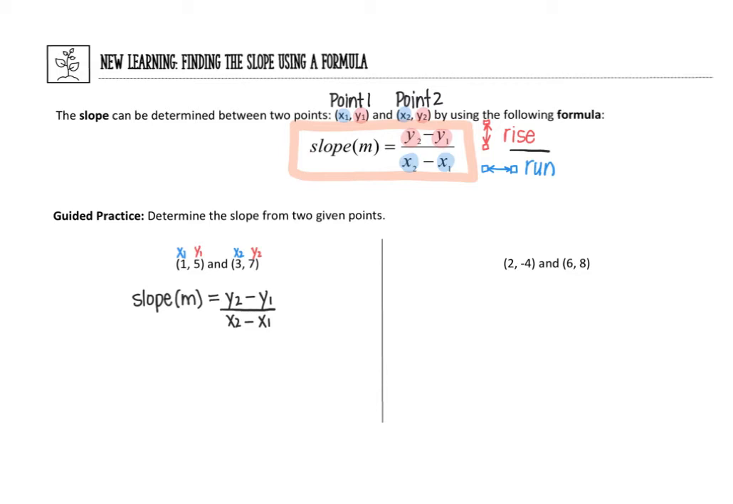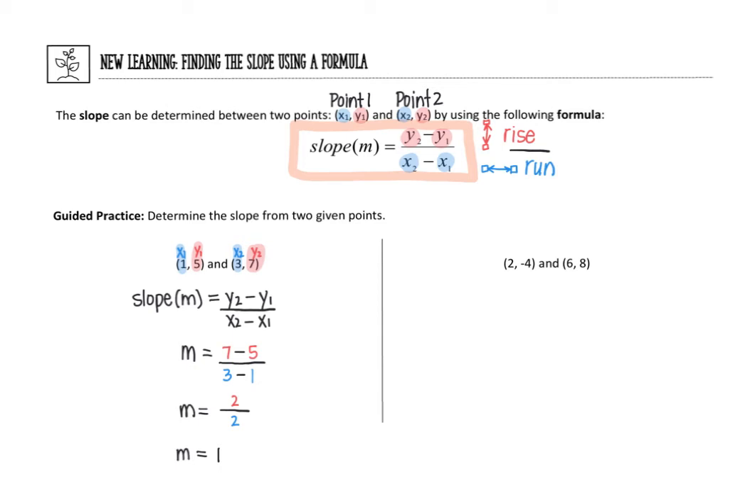In the way that we have them labeled now, we'll sub in 7 for our y2, and we'll sub in 5 for our y1. In the denominator, we'll sub in 3 for our x2 and 1 for our x1. Now we can simplify. In the numerator, 7 take away 5 will give us 2. And then in the denominator, 3 minus 1 will give us 2 again. This means that we have 2 over 2, which is the same thing as 1. So we have an m value between these 2 points of 1.